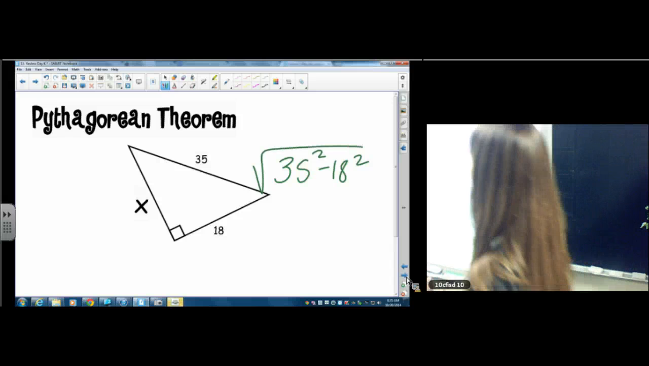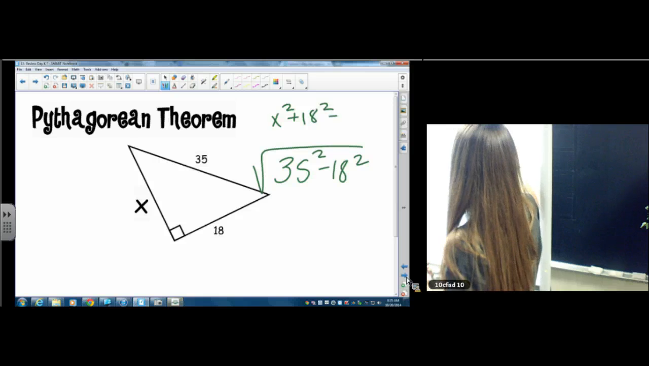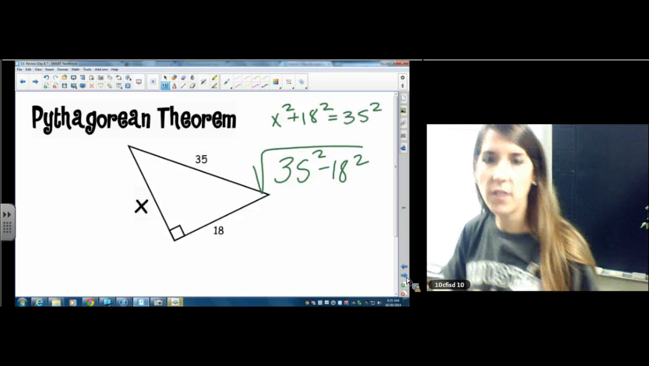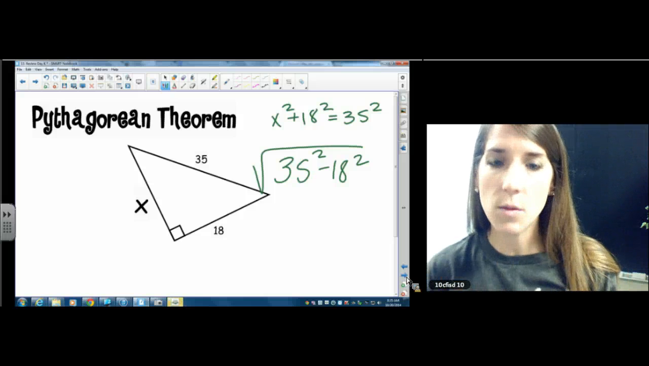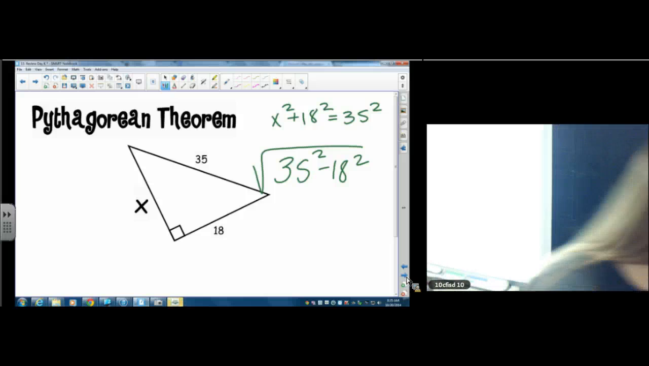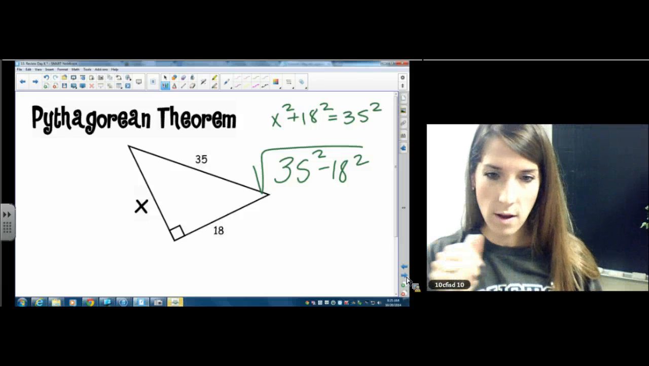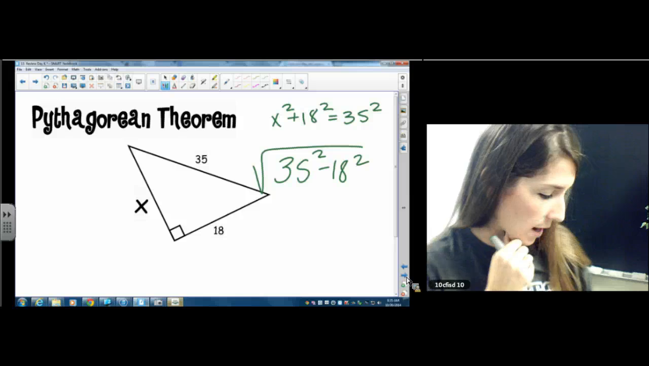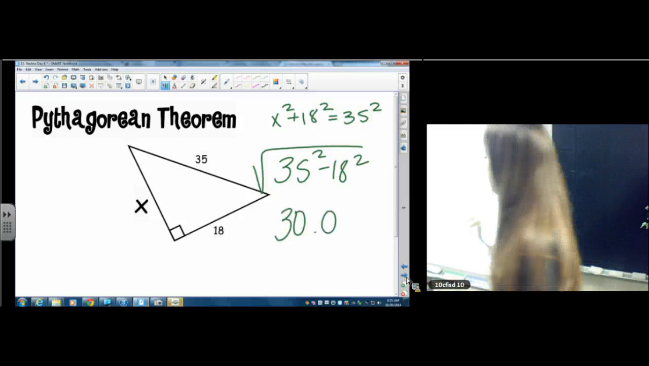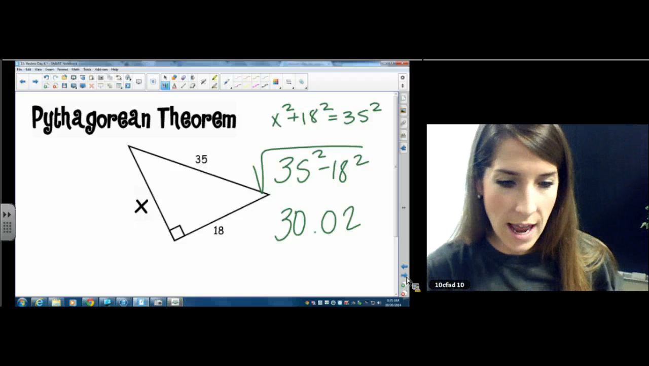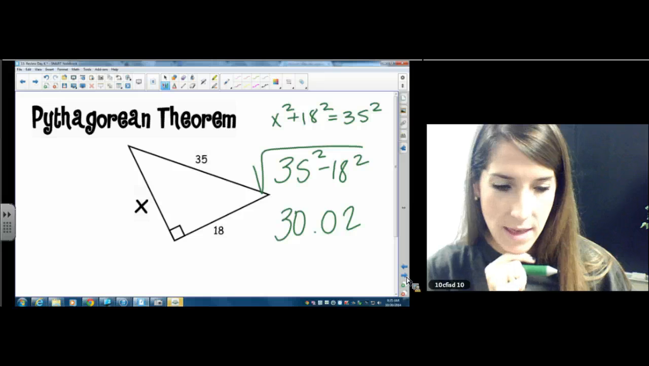If you want to write the equation first, a squared plus b squared equals c squared, that's perfectly fine. You can square those, but you would need to still subtract 18 squared and then end up taking the square root. So the answer to this first one, if you take the square root of 35 squared minus 18 squared, you get 30.02. What questions can I answer about how to find a missing leg in Pythagorean theorem?